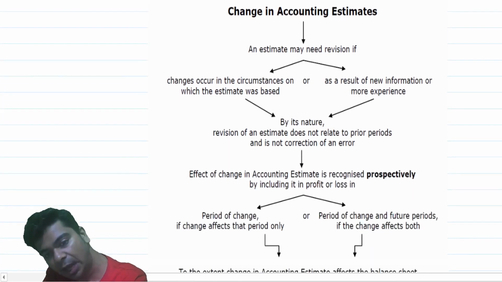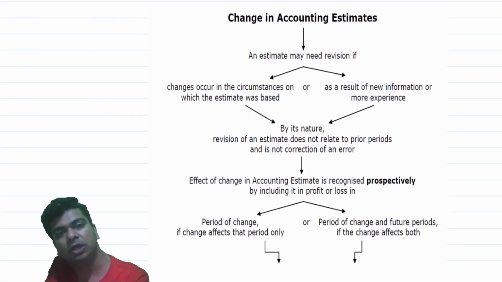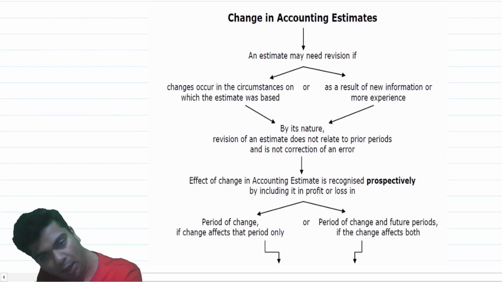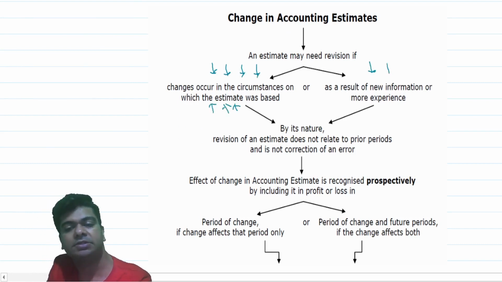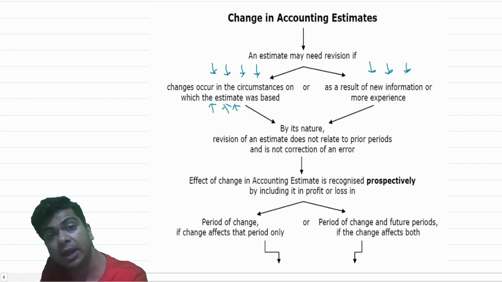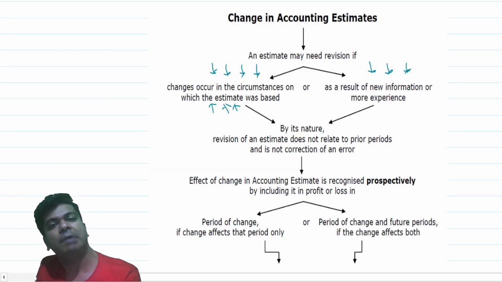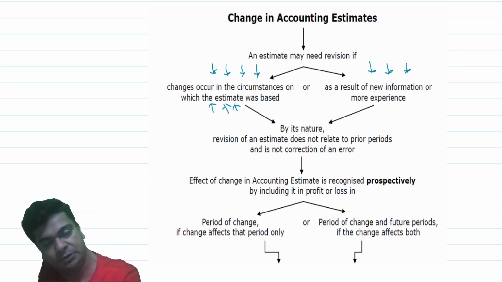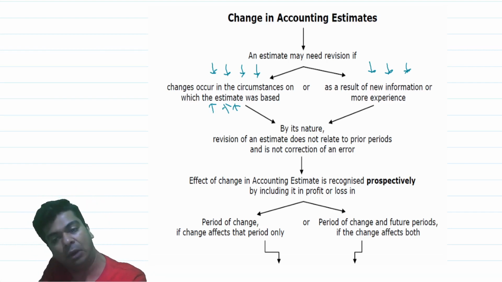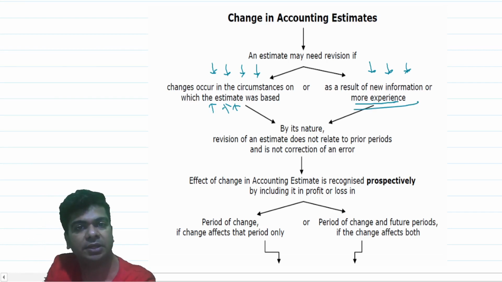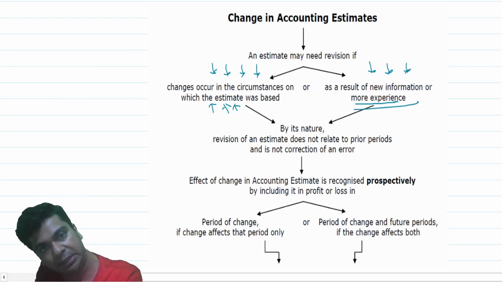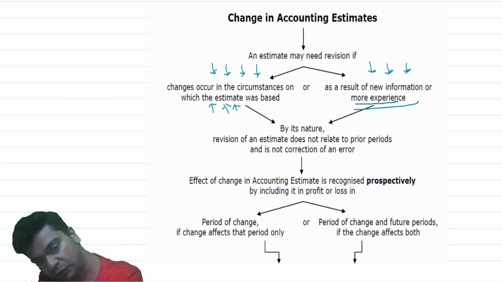And finally, how am I going to bring about a change in accounting estimate? An estimate will need revision if changes occur in the circumstances on which the estimate was based or as a result of new information or more experience. 5% of my debts will go bad. That was my estimation. 2 years down the line, I have more experience. 7.5% of my debts are going bad. Please increase the provision for bad and doubtful debts.